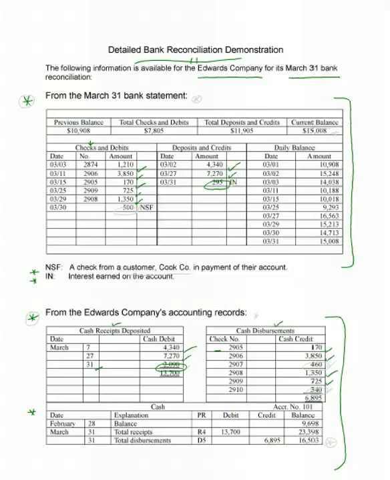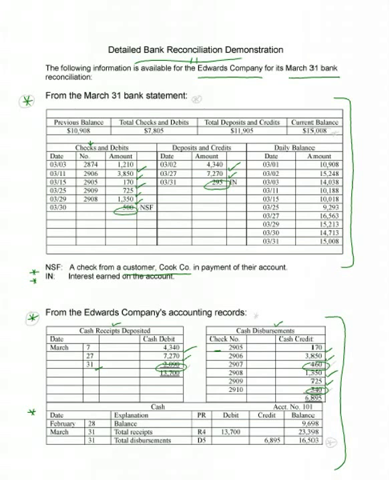The next item on the bank statement is not in our cash disbursements journal or our general ledger. It is a non-sufficient funds debit to our account, meaning a check from our customer bounced. So we'll circle that as it does not agree with our book records. Now we'll go to our book records and circle the things that are not on the bank statement.